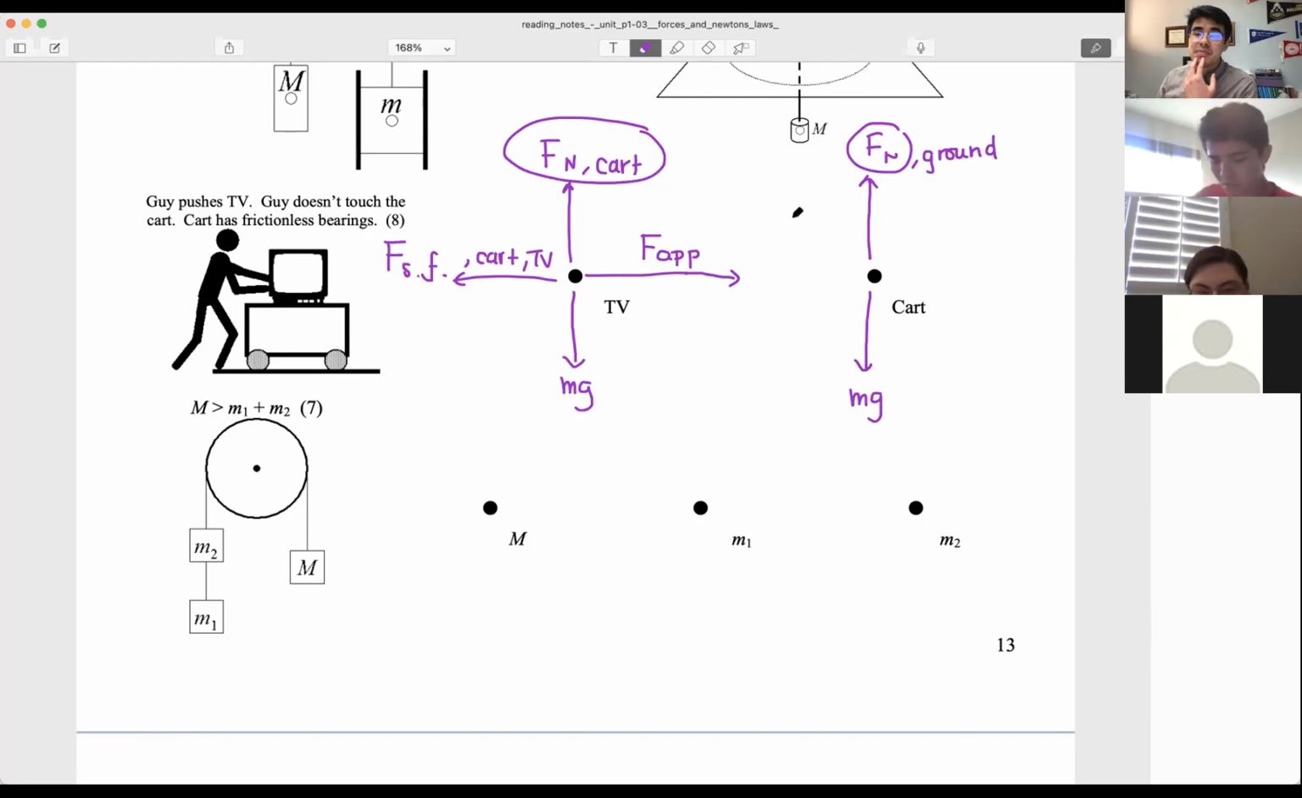Would there be a frictional force of the TV on the cart? Which way? To the right? To the right. This is your equal and opposite: the force of static friction from the TV onto the cart. Any other forces on the cart?